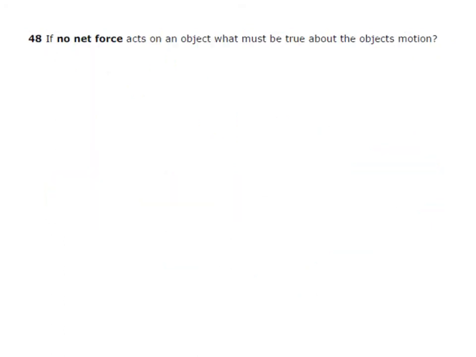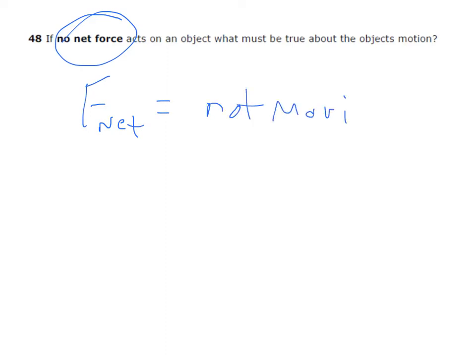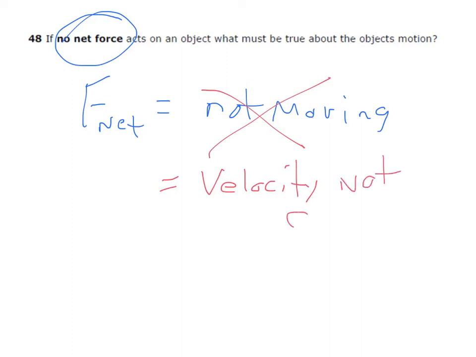If there is no net force acting on an object, what must be true about the object's motion? Well, one of the most common things that people think about is if there is no net force, people tend to think that that means it's not moving. Well, that is not always true. If there is no net force, that means that velocity is not changing. If velocity is not changing, that's the same thing as saying constant velocity.